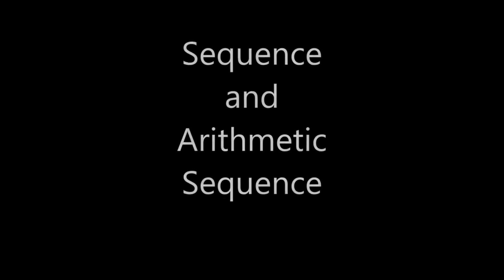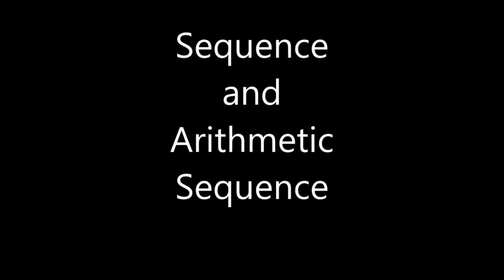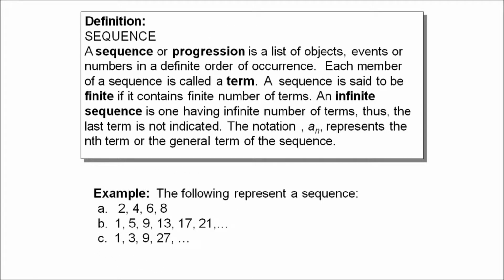Sequence, by definition, also known as progression, is a list of objects, events, or numbers in a definite order of occurrence. Each member of a sequence is called a term. A sequence is said to be finite if it contains a finite number of terms. An infinite sequence is one having an infinite number of terms, thus the last term is not indicated.